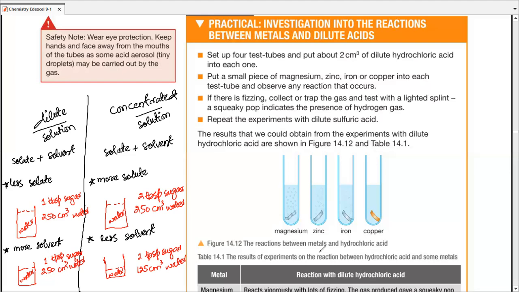Now let me explain something over here. Dilute and concentrated are relative terms. These are used for comparison when you have two different things in front of you and you can compare them. But they can also be used as absolute referring. Absolute referring means you don't have to compare it with anything because you know the generals.